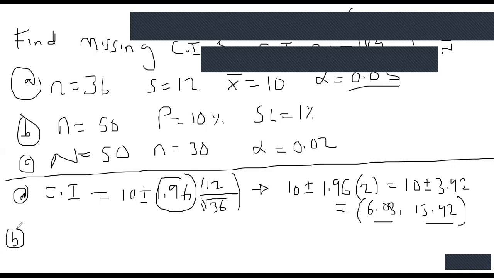Sorry, Mr. Collins, how did you get the 2? That 2 in the brackets. 12 over root 36. Root 36 is 6. So 6 into 12, that is a 2. So this is coming from this calculation. Oh, okay. All right.